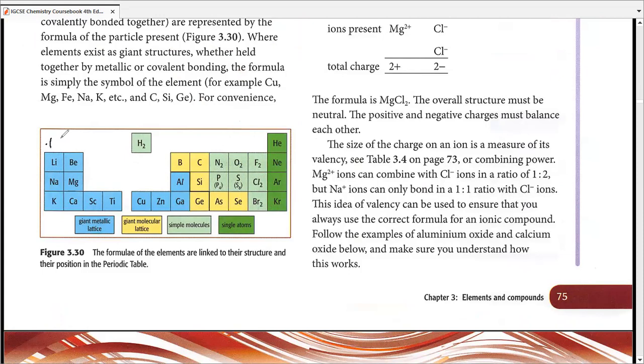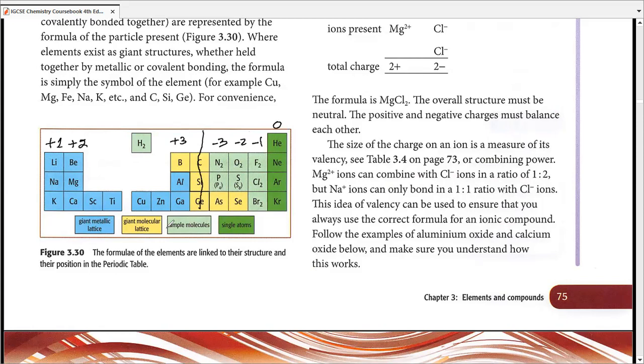Group 1 has a +1 charge, group 2 has a +2 charge, group 3 has a +3 charge. We're not going to consider group 4 since that's going to form covalent compounds. Group 5 has a -3 charge, 6 has a -2, 7 has -1, and finally this one has a 0 charge.